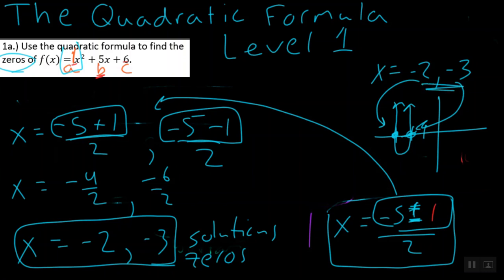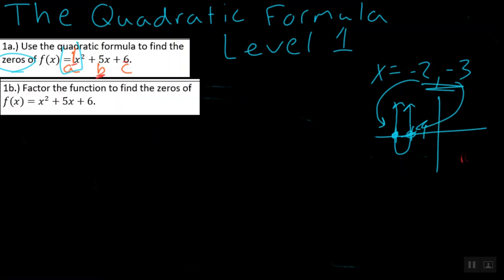Okay, here's the next thing we want to do. Let's take a look at problem 1b. Okay, I went ahead and I took 1b and I actually stacked it right below 1a because I want you to notice that these functions are actually completely the same. So you've actually done 1b in a previous assignment. It says factor the function to find the zeros of f of x equals x squared plus 5x plus 6. So let's just go ahead and try that.